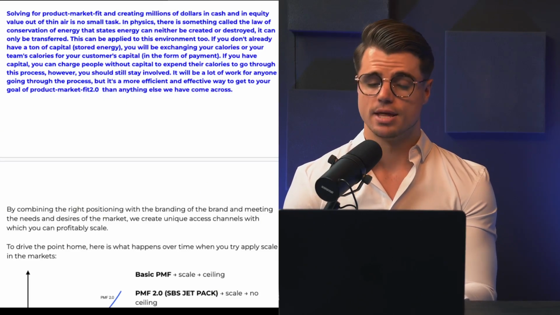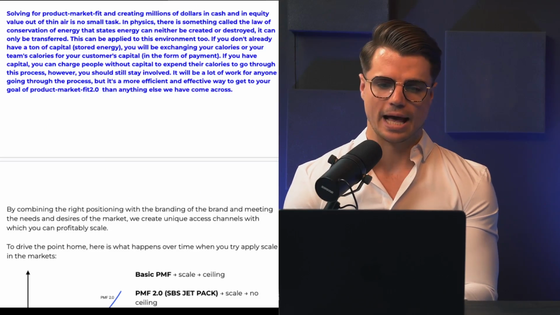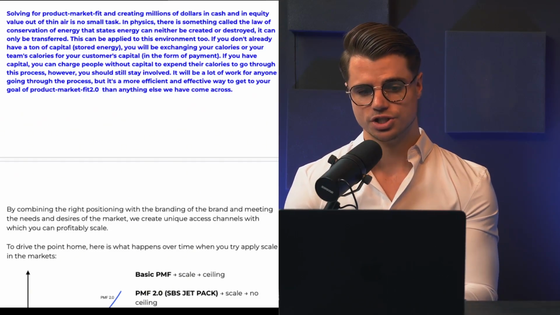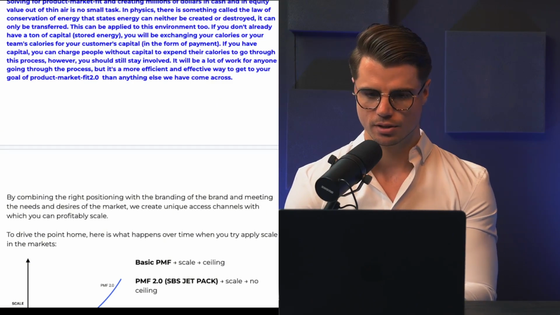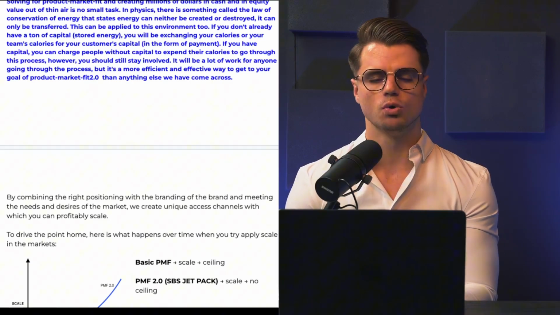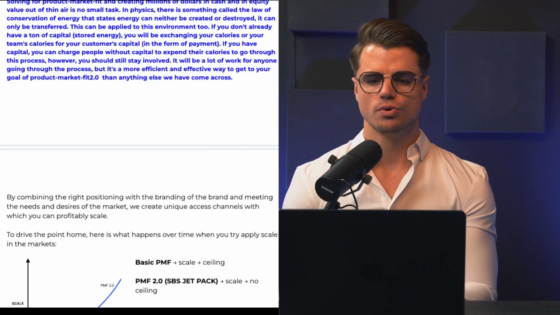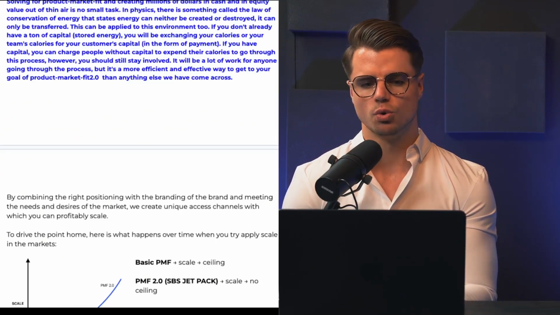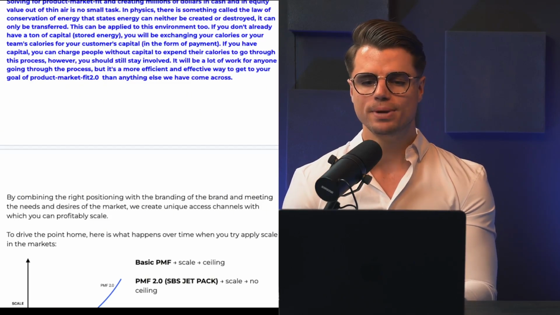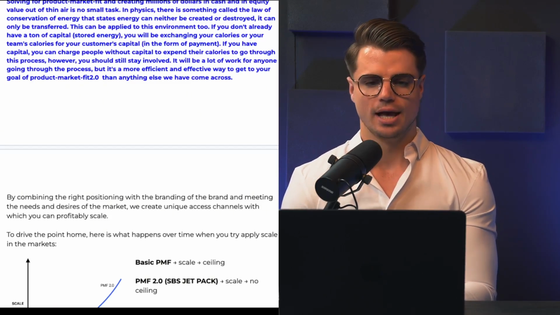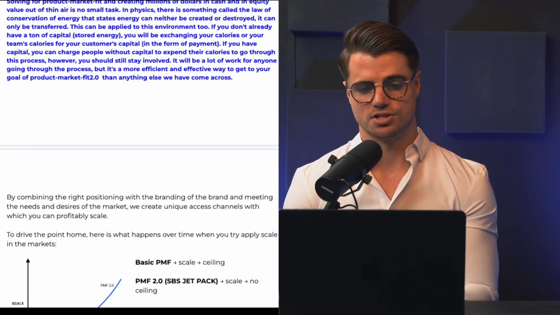In physics, there is something called the law of conservation. The law of conservation of energy basically states that energy can neither be created nor destroyed. It can only be transferred. This can be applied to this environment too. So if you don't already have a ton of capital, stored energy, you will be exerting your calories, or your team's calories, for your customer's capital.